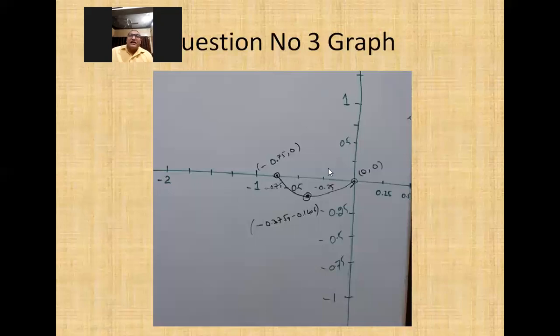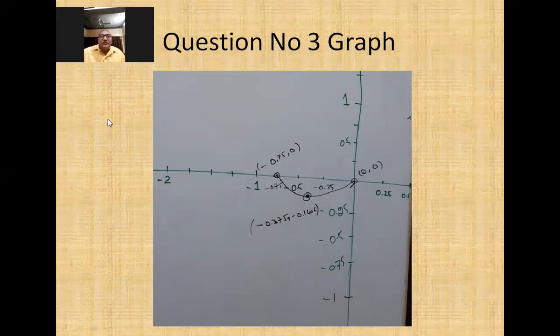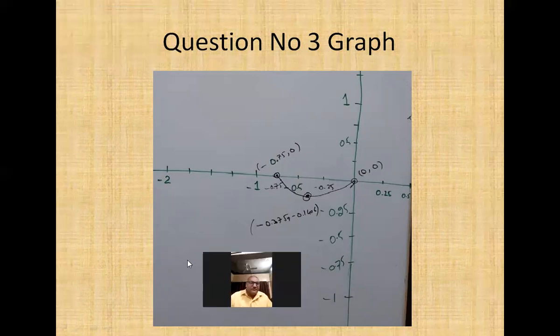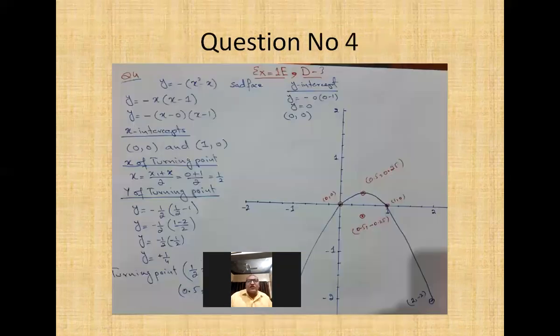Then I plotted the x-intercepts. The x-intercepts were minus 0.75, 0 and 0, 0, and the turning point was minus 0.375, minus 0.1406. I plotted these 3 points and I joined them with a smooth curve. So you can see this is the graph of that equation, and I hope that you have understood. So that was question number 3. Let's move to the next question.